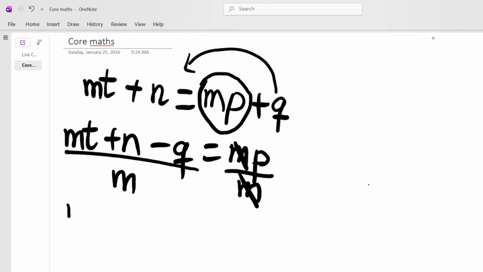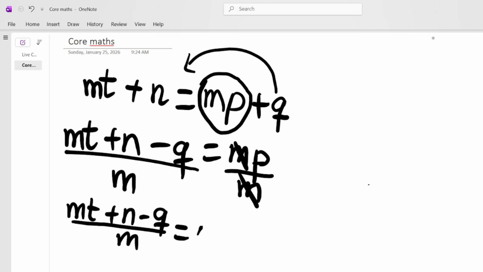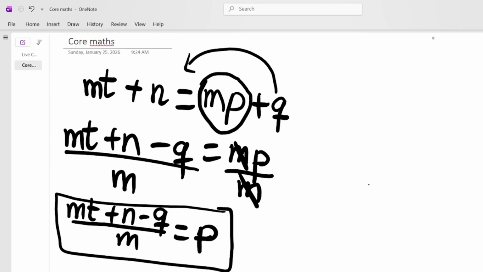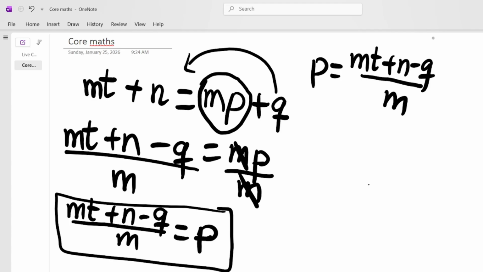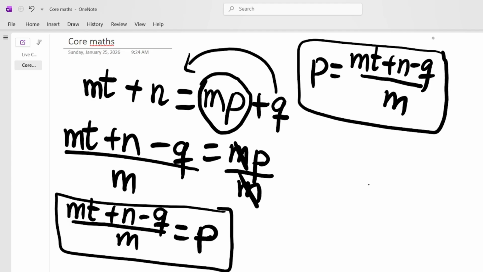So it means that we have mt plus n minus q all over m is equal to p, right? So you could separate this thing, but this is also fine. So p is equal to mt plus n minus q all over m. This is the final answer for making p the subject, so making p the subject will be very fine.